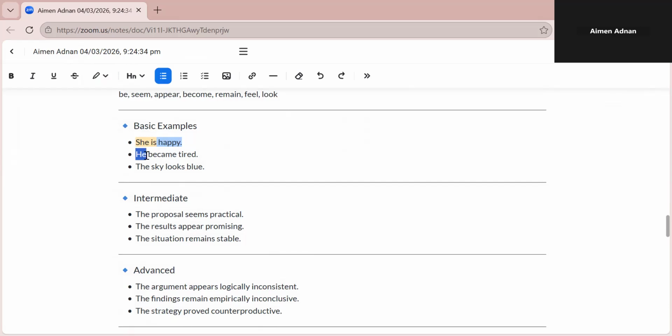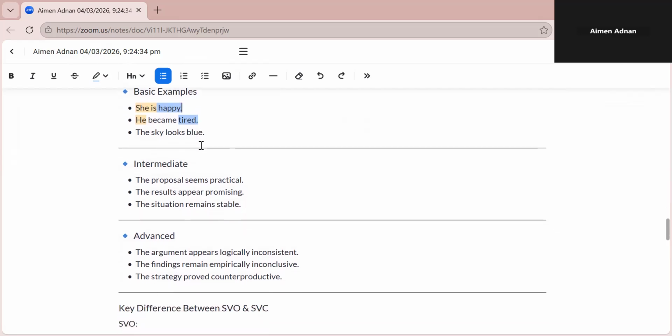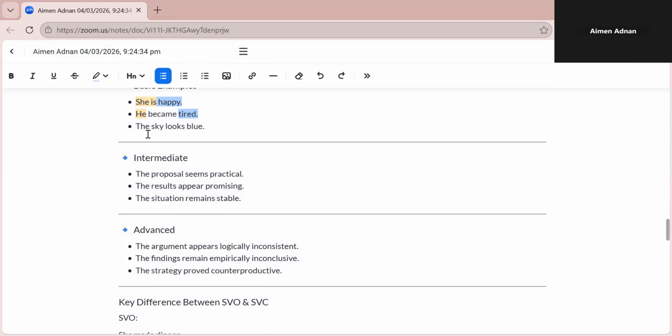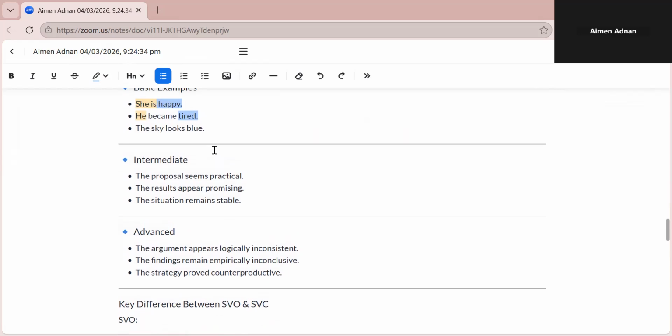Now look at the other example. He became tired. Now he is as usual your subject. Became is a linking verb. Now look at tired. You see, tired is not just an object. It is a feeling that is describing how he is at what stage right now. Since he is tired, so tired is actually adding more meaning to his condition. So that is why it is called a complement. Look at the other example. The sky looks blue. Now, the sky is a subject, looks is your linking verb, and blue is an attribute. Blue is not a typical object. It is adding more meaning. It is adding a more specification to the sky that the sky looks blue. And that is why it is known as a complement.